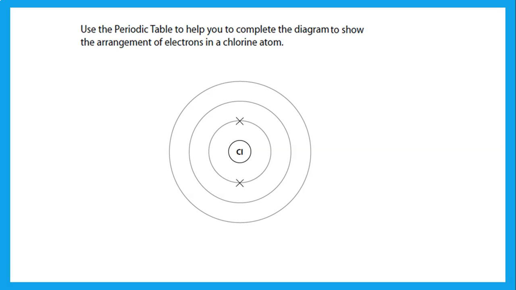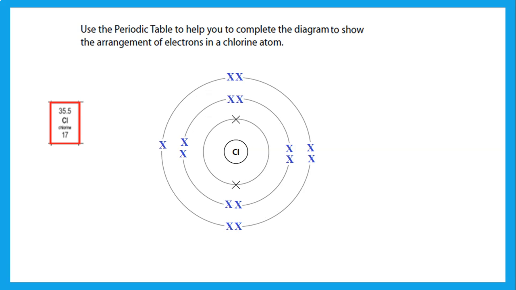So if he says use the periodic table to help you to complete the diagram to show the arrangement of electrons in a chlorine atom, the first thing you do will be to go to the periodic table. You'll find that chlorine has an atomic number of 17, not the 35. 17 is the number of electrons. So I'm going to distribute 17 electrons: 2 in the first shell, 8 in the next one, and I'm left with 7, so I put them in the outermost shell.